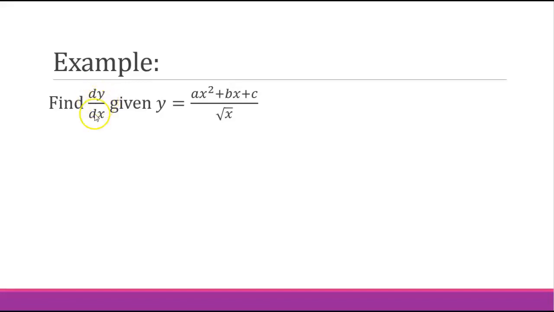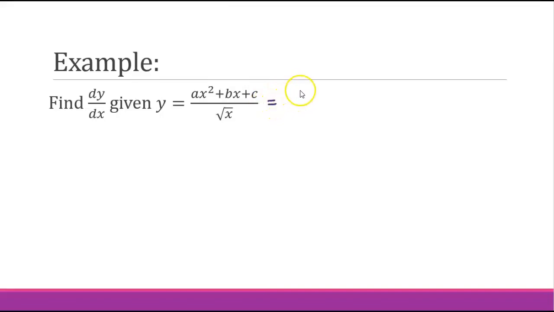In this notation, dy dx, take the derivative of y and treat x as the variable. So we're going to leave a, b, and c, or think of them as constants. We also have a quotient, and we can't take the derivative of the numerator and denominator here separately. So what we have to do is a little algebraic simplification.